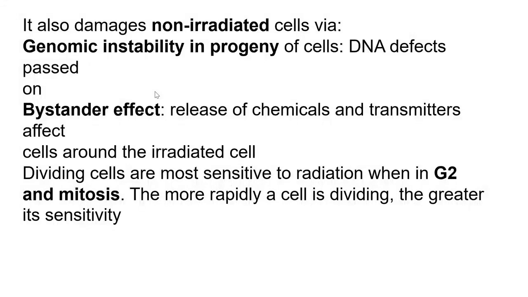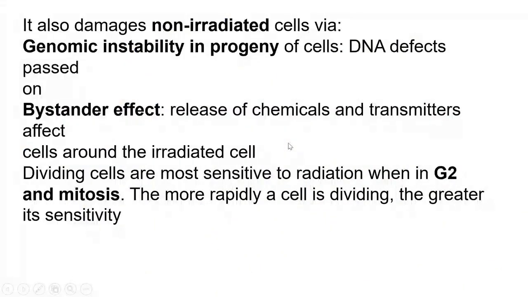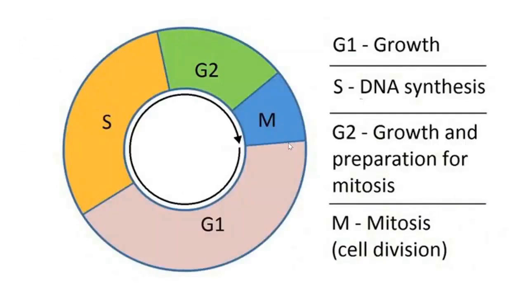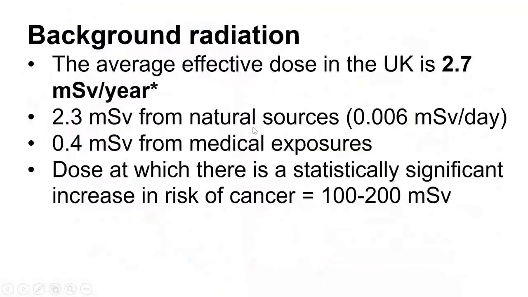In normal cells, during the division process, they go through specific phases. The G1 phase, which is responsible for growth, the S phase where DNA is synthesized, the G2 phase, which prepares for mitosis, and the M phase, which is mitosis itself. Cells can undergo both mitosis and meiosis. We also talked about how background radiation varies from country to country.